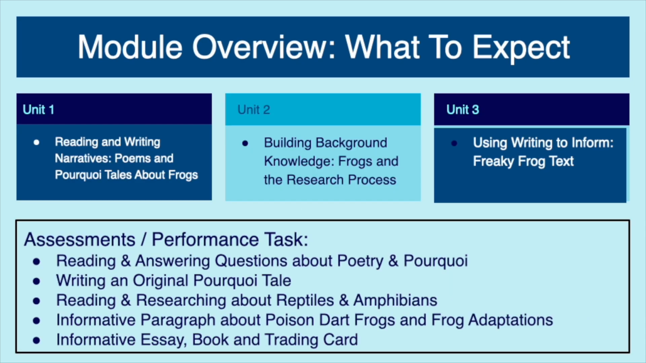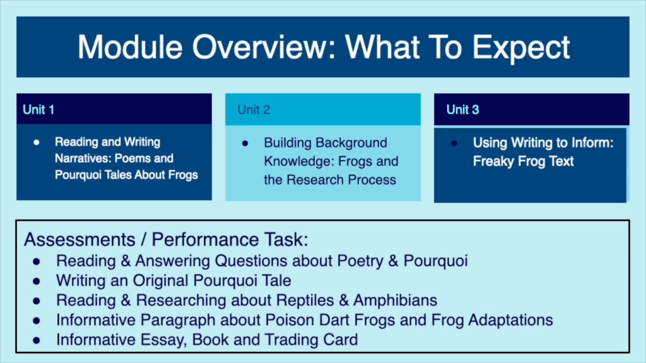In this module, students will develop literacy skills to become experts by reading, writing, listening, and speaking about frogs. They will start in Unit 1 by reading poetry and pourquoi tales to generate why questions, then write their own fictional pourquoi narratives. In Unit 2, they will research real answers to their frog questions and write informative paragraphs. In Unit 3, students will work in groups to study freaky frogs with unique adaptations, improving their research, writing, and collaboration skills. They will showcase their expertise through a freaky frog book and trading card to share with younger students.